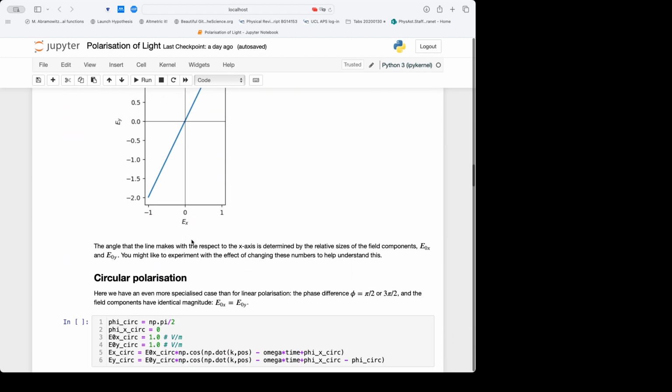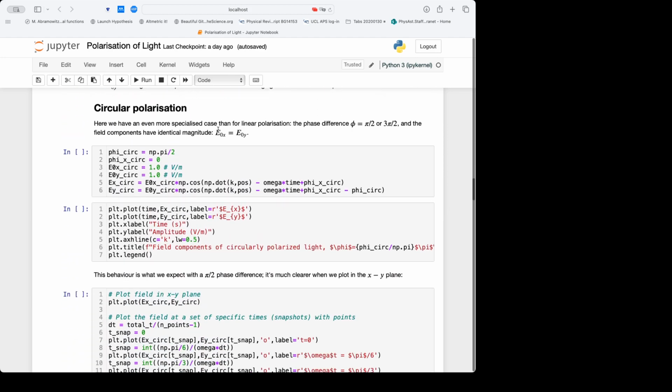So that's linear polarization. Let's think about circular polarization. You could describe it as more specialized. It's probably equally specialized. The phase difference is what matters. This time it must either be pi over 2 or 3 pi over 2. And for circular polarization, we have to have an identical magnitude. Ex must equal Ey. That's what's set up here.